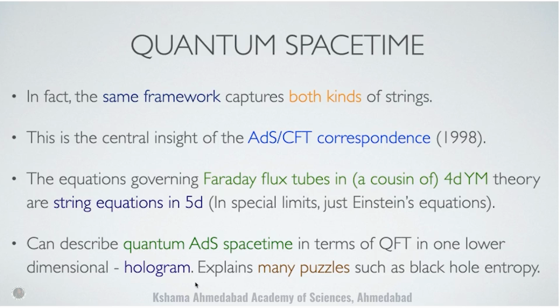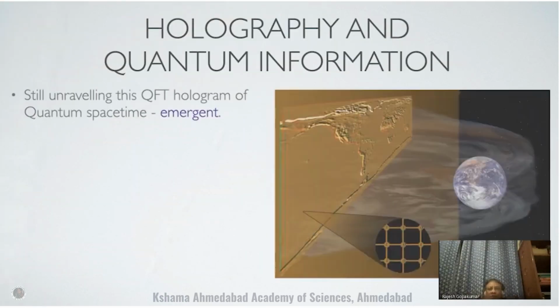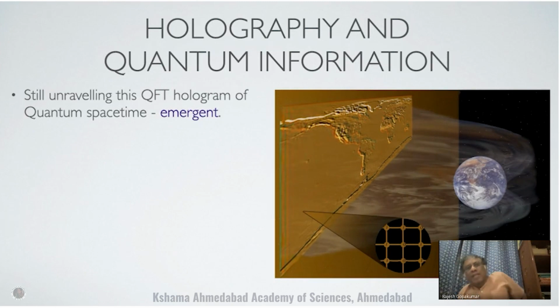You can now describe quantum space-time, at least in space-times like anti-de Sitter space-time, in terms of quantum field theory in one lower dimension, and this explains many puzzles about gravity, like the so-called Bekenstein-Hawking entropy of black holes. But that's another story, and I will not go into that right now. But just to conclude, let me say that this picture I was trying to describe is still work in progress.